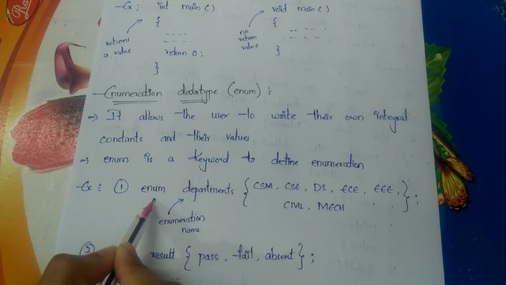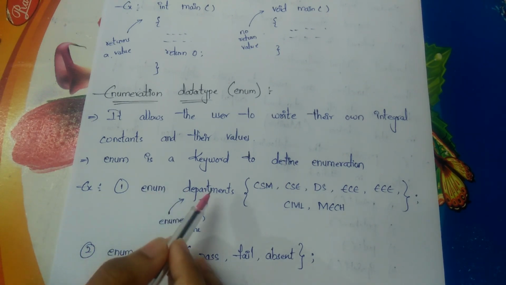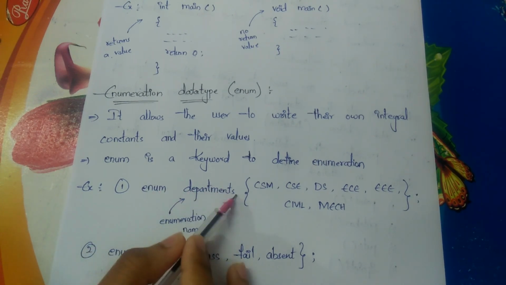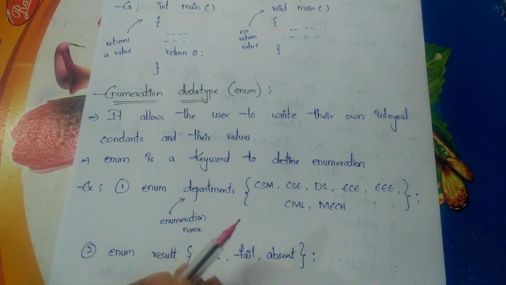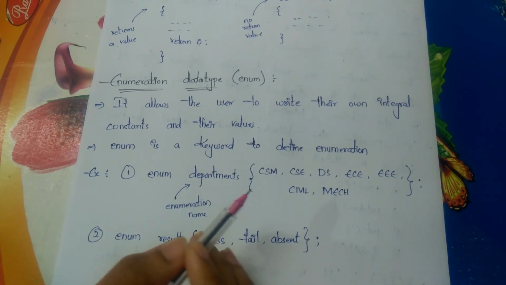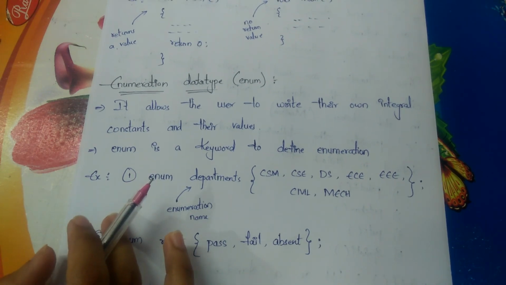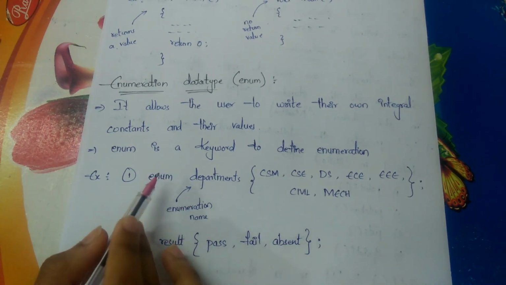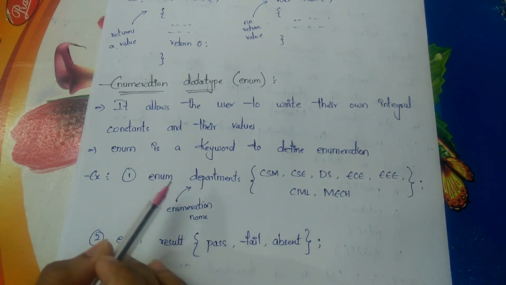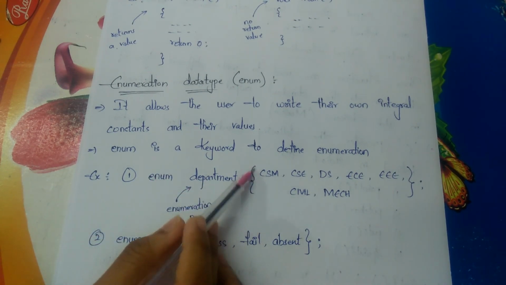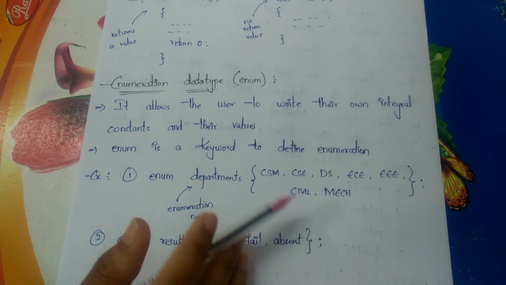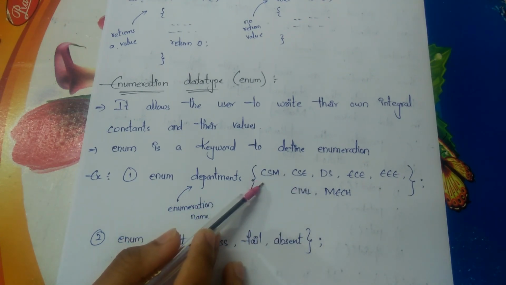So for that we use the enumeration, and the keyword is enum. Enum and departments. Departments is an enumeration name. For variables also we use some variable name, and with the variable name we declare and initialize the values. Similarly, here also we use enum, and with the enumeration name, within the curly braces we write the values. It depends on the user.